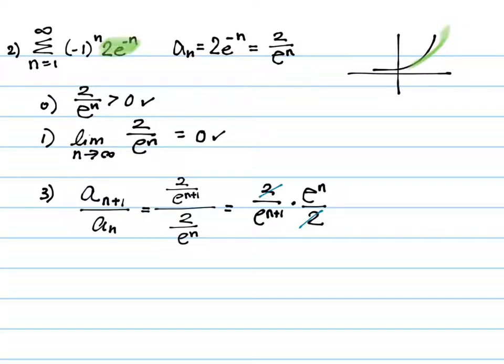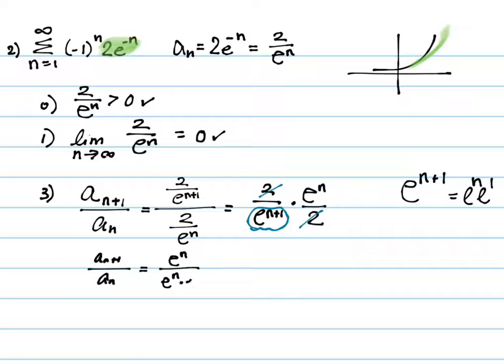The e to the n will simplify. This piece right here, e to the n plus 1, can be rewritten as e to the n and e to the 1. So across the diagonal, the e to the n part will simplify. Right now I have a sub n plus 1 over a sub n. On the top I have e to the n, and on the bottom I have e to the n times e to the 1, or just e. So the e to the n's would cancel.